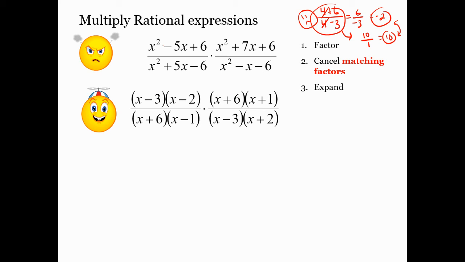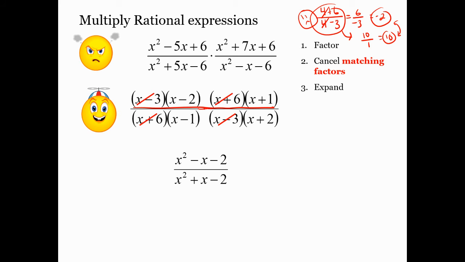So let's see. I went ahead and factored already. (x minus 3)(x minus 2) divided by (x plus 6)(x minus 1), and then times (x plus 6)(x plus 1) over (x minus 3)(x plus 2). Right? So cancel any matching factors. I'm multiplying. I could really put this over one fraction bar and not worry about it. This is just multiplication, right? I don't need a common denominator. Look at some stuff that cancels. Cancel. Cancel. Anything else? No, right?